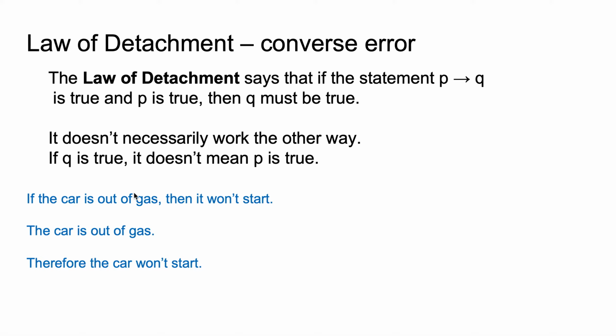If a car is out of gas, then it won't start. So if P, then Q. The car is out of gas, that's P. Therefore, the car won't start, that's Q. So if this is true and this is true, then Q is true. So that's valid logic.